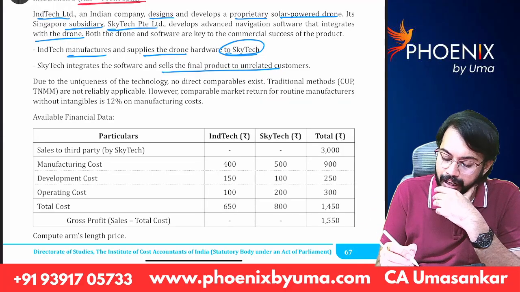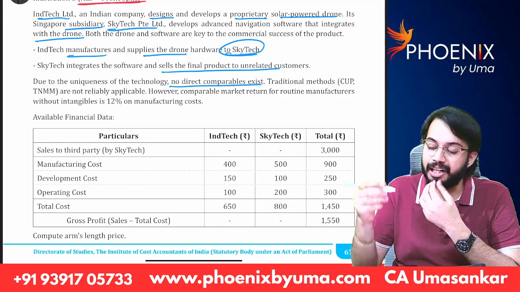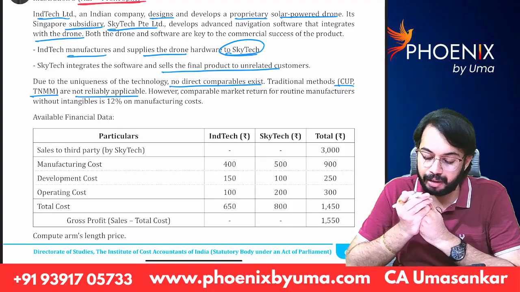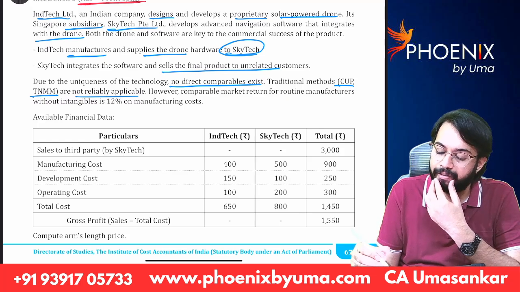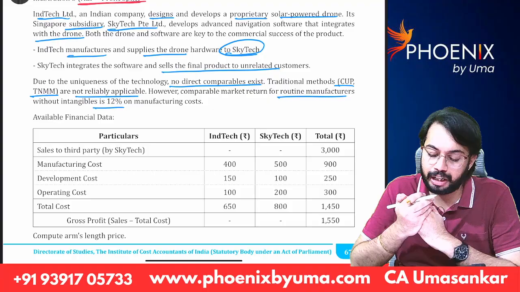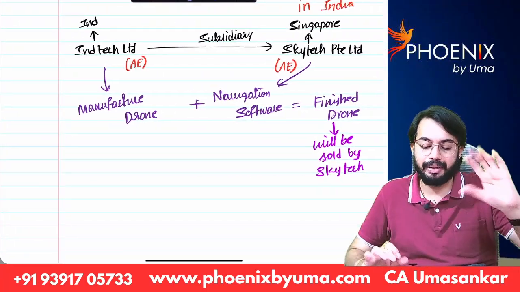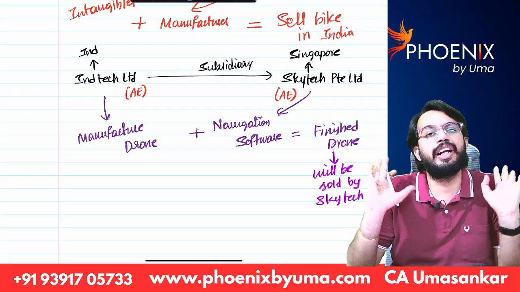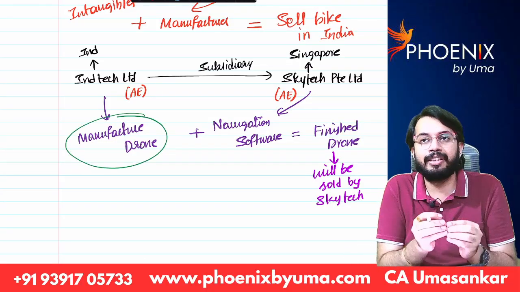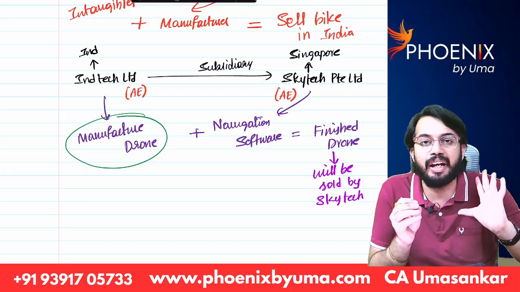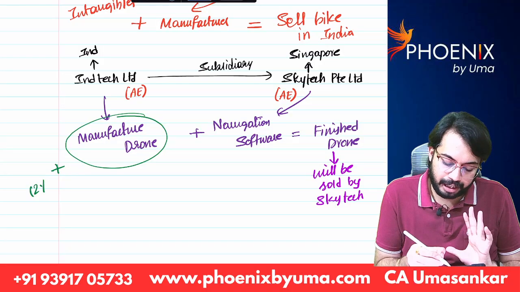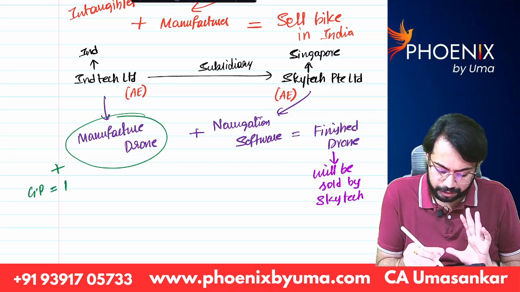Due to the uniqueness of the technology, no direct comparables exist. Traditional methods like CUP and TNMM are not reliably applicable. However, the comparable market return for routine manufacturers without intangibles is 12% on manufacturing costs. That means what? Very simple. For example, if both did not enter into a joint venture, it will manufacture the drone and sell only hardware in India. If hardware in India is sold, how much is the GP margin? The gross profit is equal to 12% of cost.